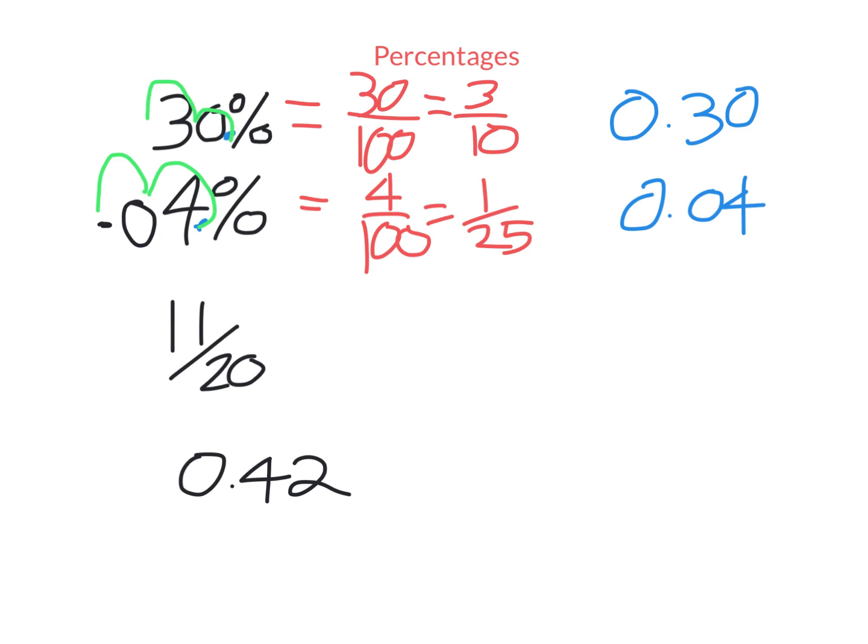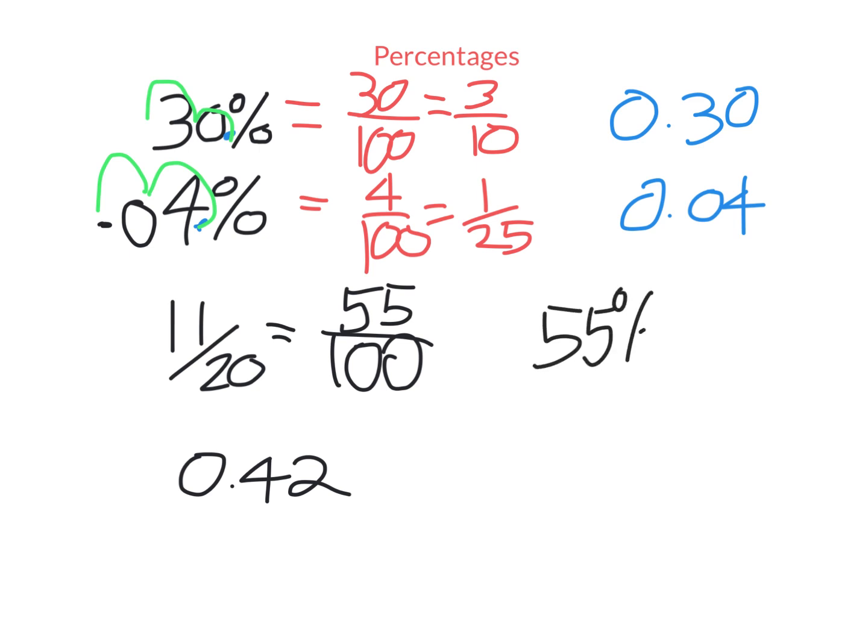So what about going the other way? How do I convert 11 over 20 to a percentage? Well, percentages are just fractions with denominator 100. So all I need to do is find an equivalent fraction whose denominator is 100. So to go from 20 to 100, you times by 5. What you do to the bottom, you must do to the top. I times the top by 5. So 11 over 20 is 55 over 100, which is 55%. That's what 55% means, 55 over 100.